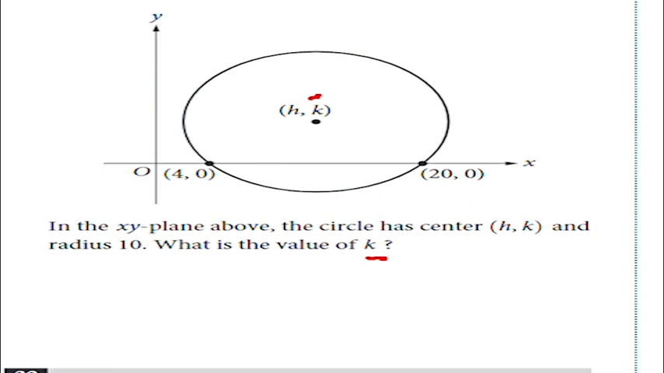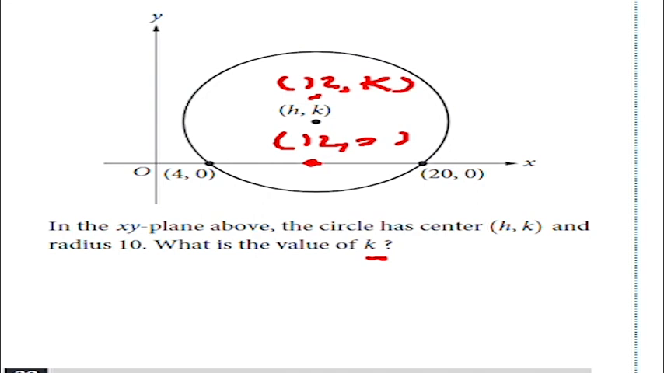So using these 2 points, we're going to be able to find the x value of our center, so right here. So we can take the 4 and the 20, add them together, which is 24, and divide it by 2 to get the point in between, which is going to be our x value again. 12 comma 0 is that point, and that means that our center is going to be 12 comma k.